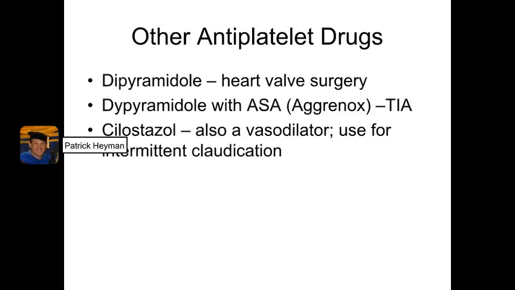Cilostazol is a drug that is not only an antiplatelet, but it's also a vasodilator, and that's useful for intermittent claudication. So remember, claudication is pain in the legs with walking. Intermittent claudication, it hurts when you walk, and then it gets better when you don't walk. It's a sign that your legs are not getting enough oxygen because there's not enough arterial blood flow to those muscles. That's a complication of peripheral arterial disease, which is the exact same disease process as occurs in the heart and in the brain for heart attacks and strokes.